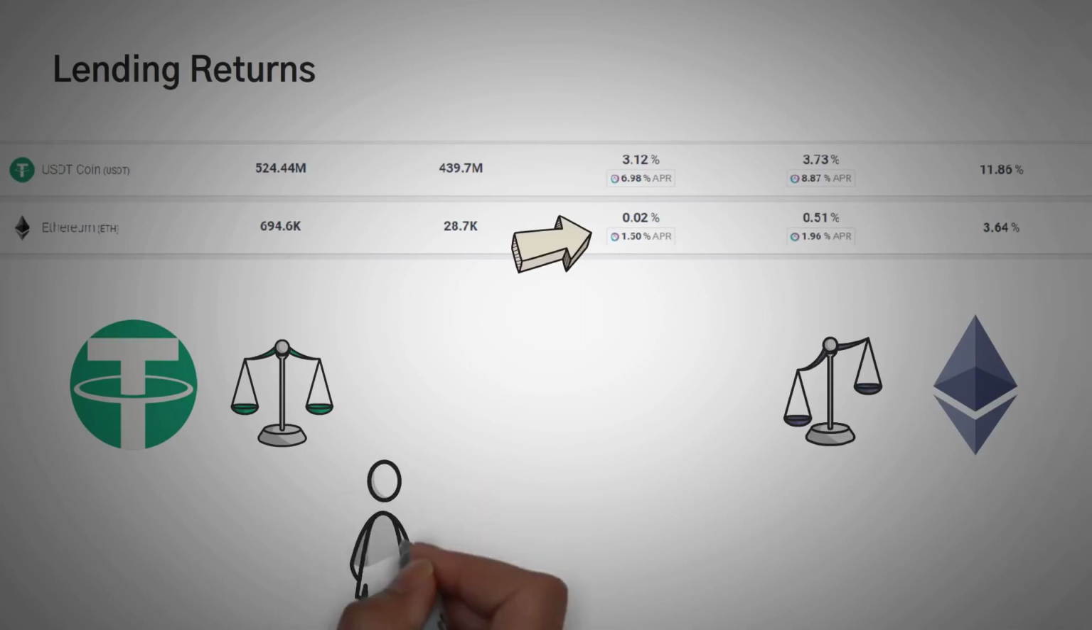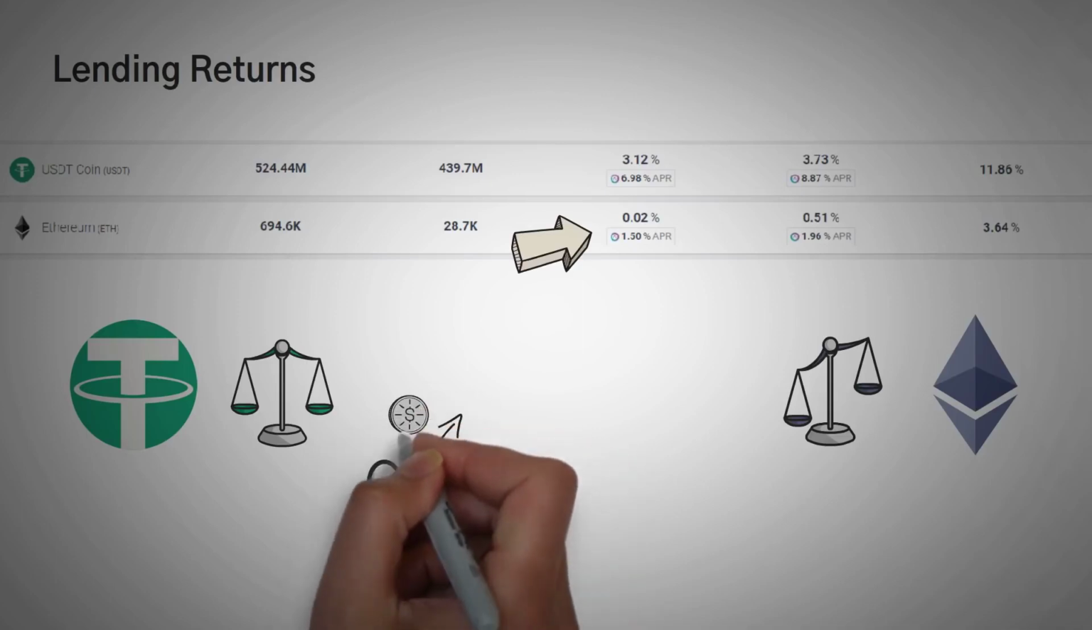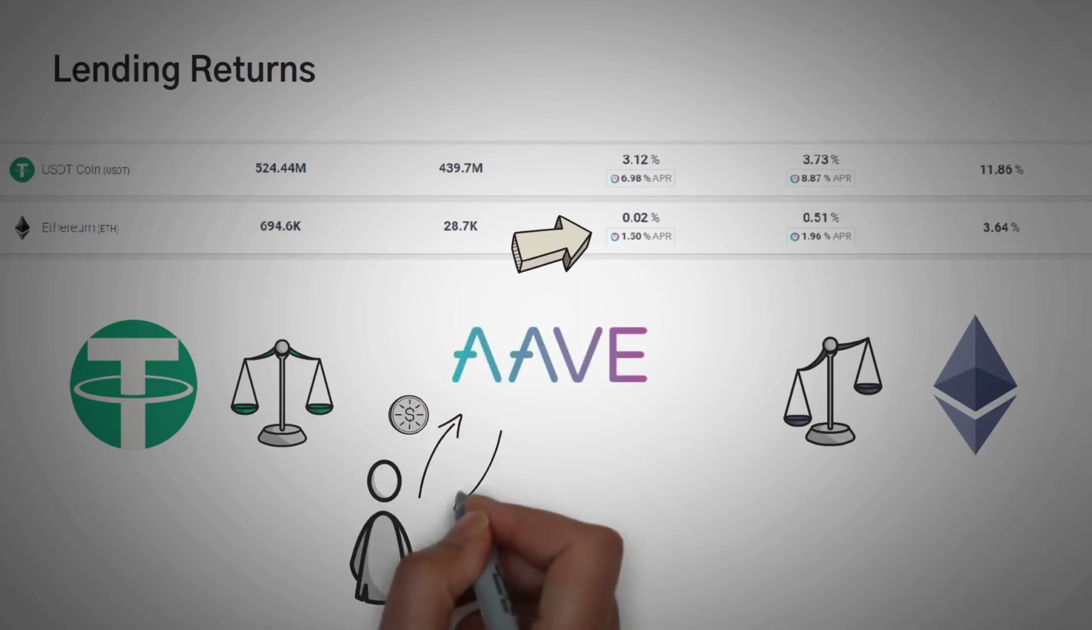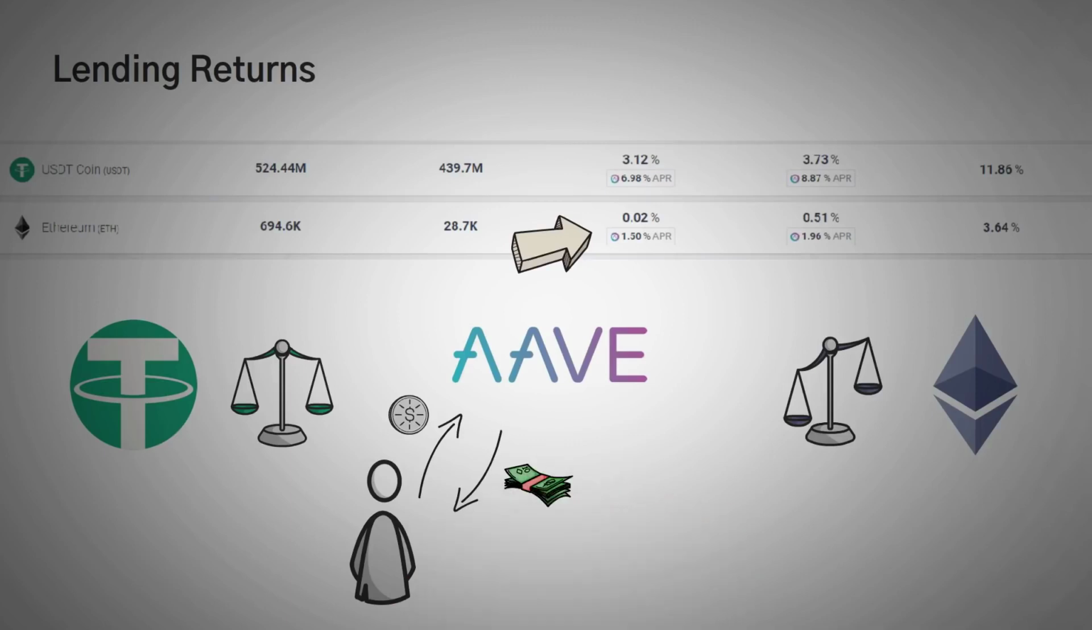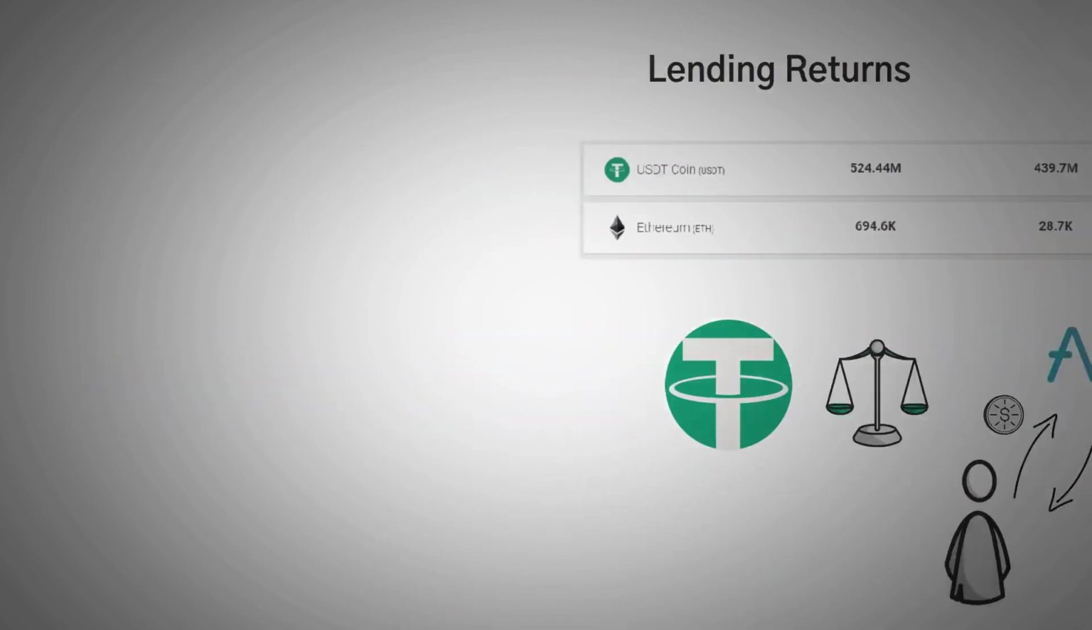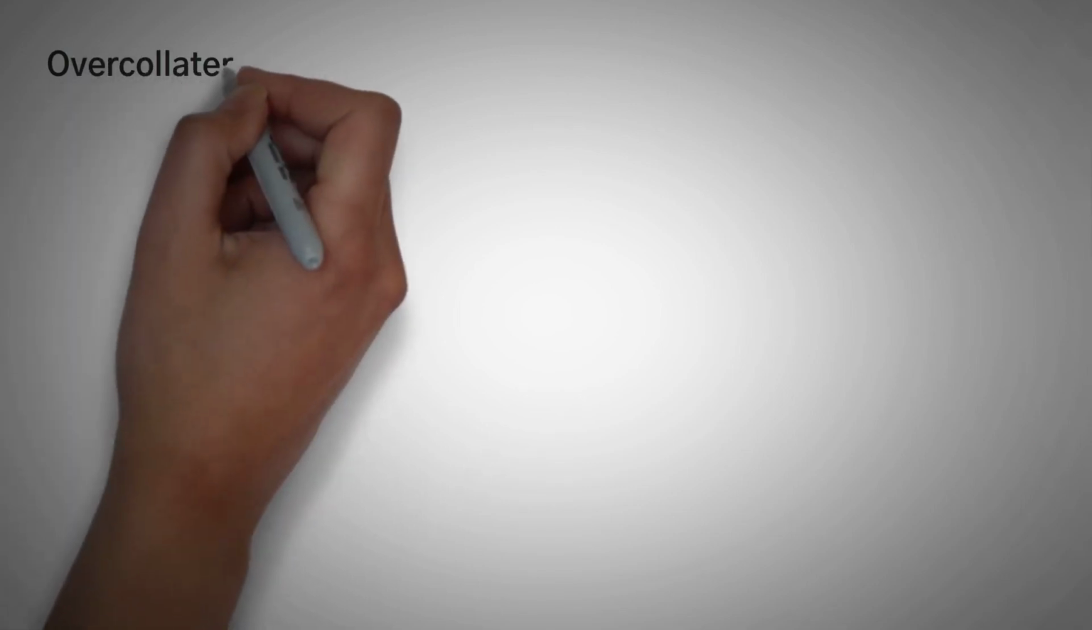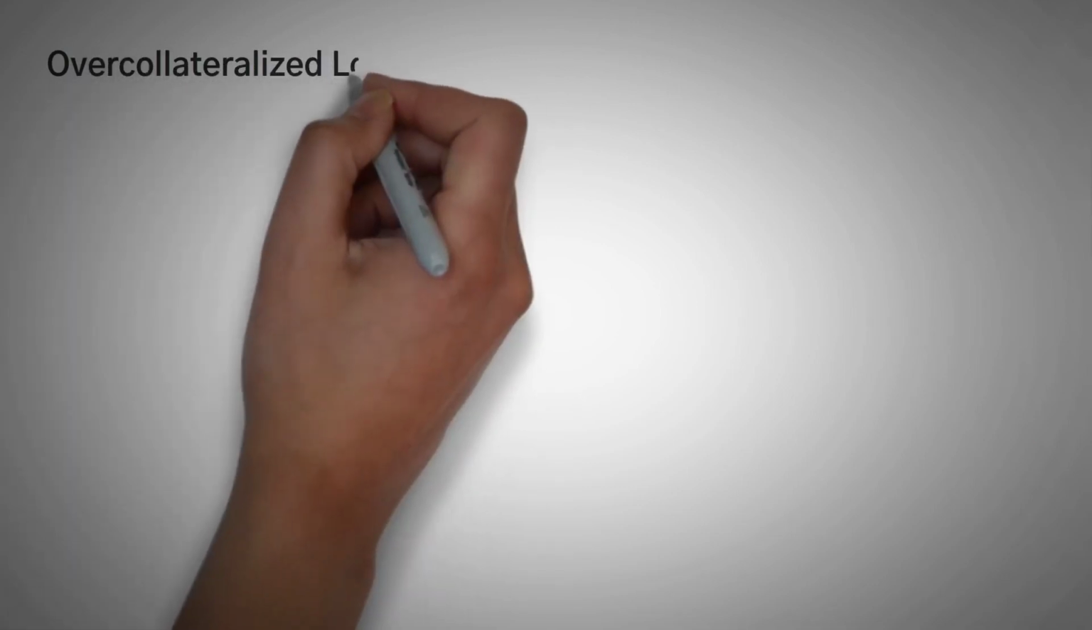So with lending comes borrowing. And so how this works is you lend your crypto to AAVE and they pay you interest on it. We won't get into the technicals of how that actually works though. However, with lending comes borrowing. So after you deposit some of your crypto to AAVE to earn interest, you can also decide to borrow against it. Let's move on to over-collateralized loans.